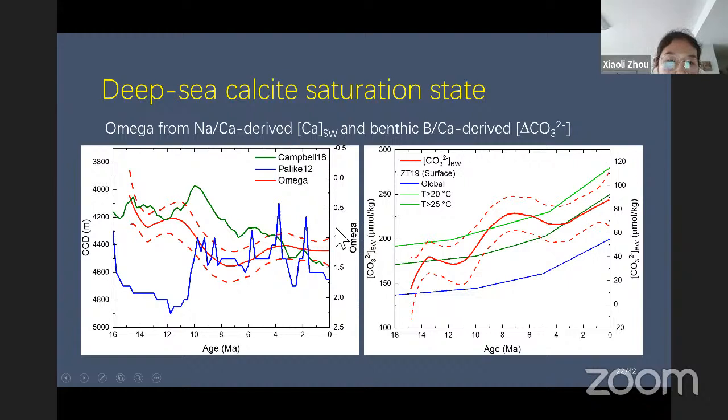It is relatively constant or slightly increasing over the last 16 million years. Here omega is plotted upside down, so higher values are toward the bottom, and it corresponds to deeper CCD. We also compared the carbonate ion concentration in the bottom water from the boron calcium with the modeled surface water carbonate ion concentration, marked here as the green and blue lines. So they are also relatively constant, relatively consistent.